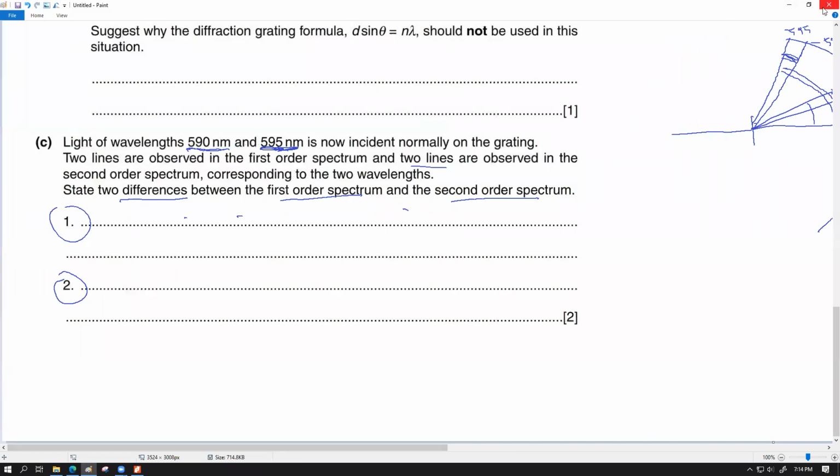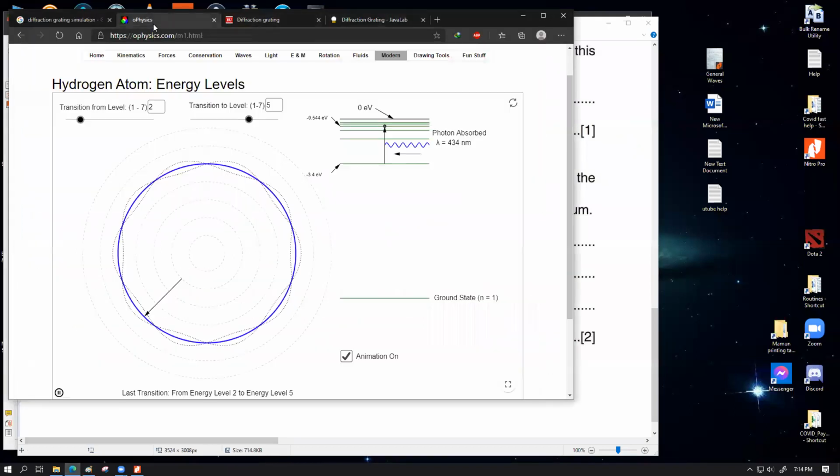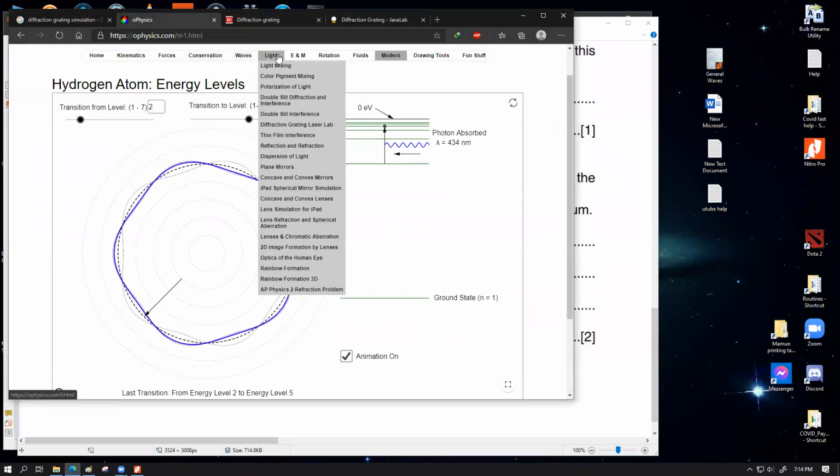Let's have a look at the mark scheme, what they are trying to tell us. Do you remember the diffraction of white light? What happened whenever we sent white light through this thing? Yes, sir.